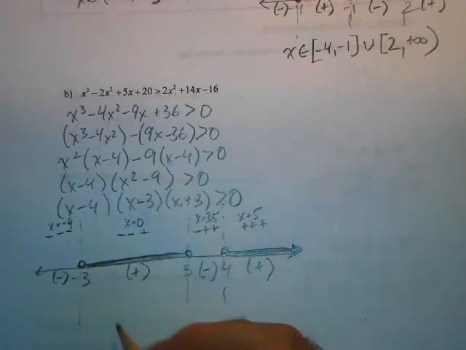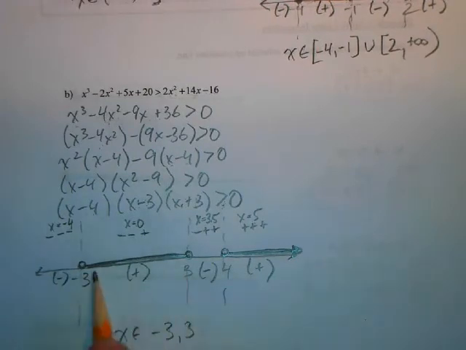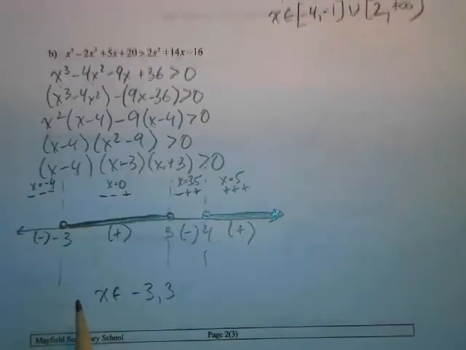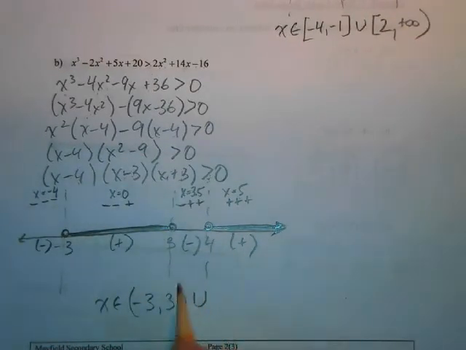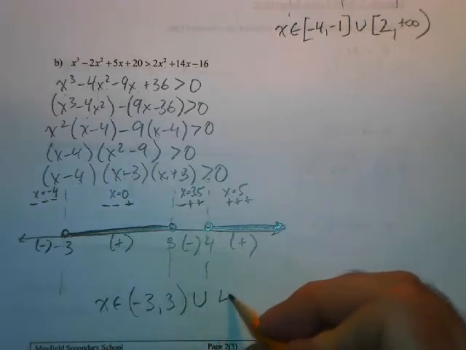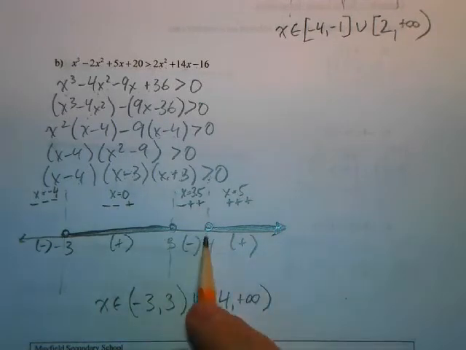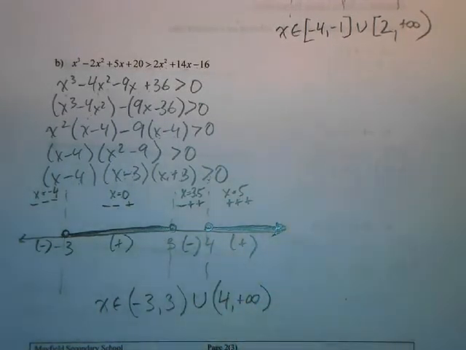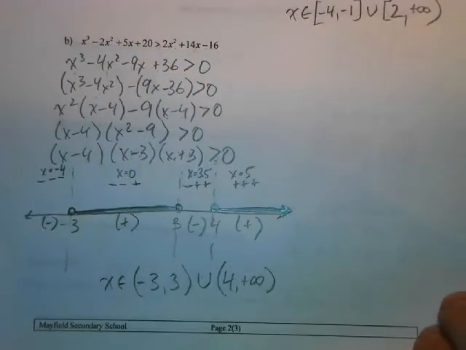So when we go back and do our interval notation, the first interval goes from -3 to +3. And this time we don't include those zeros, so we put round brackets. And then we join that to another interval. So that interval is 4 to +infinity. And because we don't include the 4, it's a round bracket as well. Okay, so hopefully that makes sense.